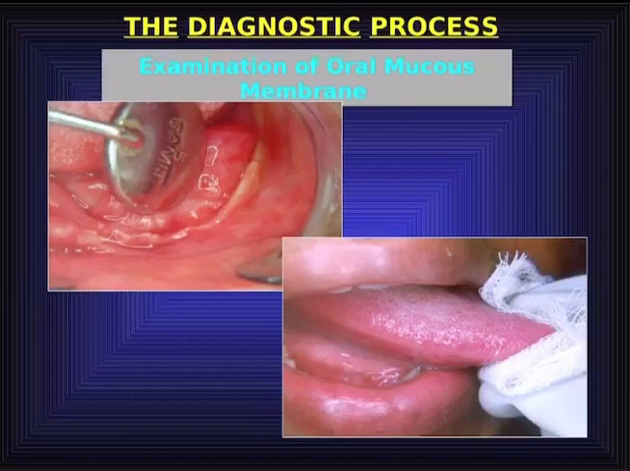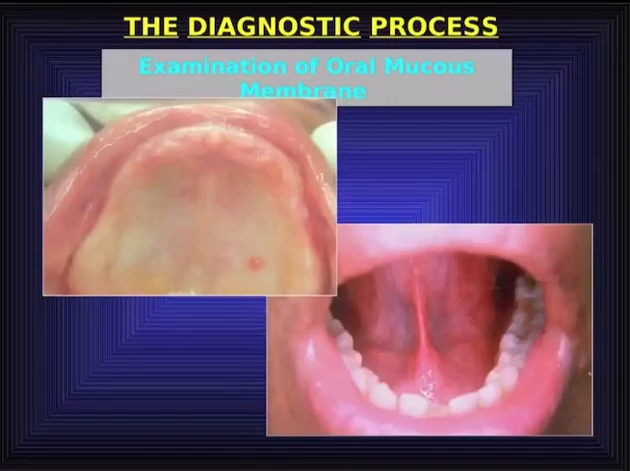Okay, then this is the floor of the mouth, and here the tongue. For the examination of the tongue, you have two surfaces, dorsal and ventral. You have to hold it with a gauze piece, and then check how the papillae are, or if there is any depapillation, redness, or swelling, and you have to note it down. And this is the hard palate here.